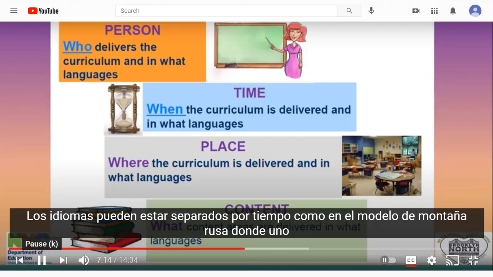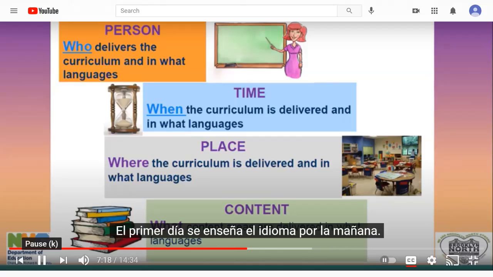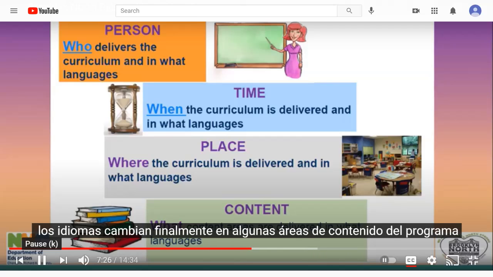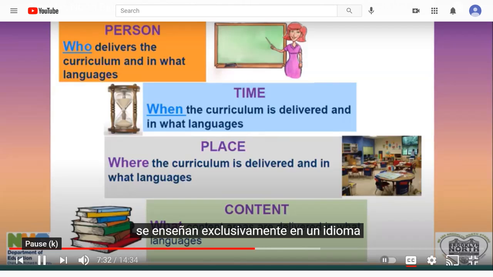Languages might be separated by time, as in the roller coaster model, where one day one language is taught in the morning, the other in the afternoon. Then the following day, the order of the languages switches. Finally, in some programs, content areas are taught exclusively in one language.